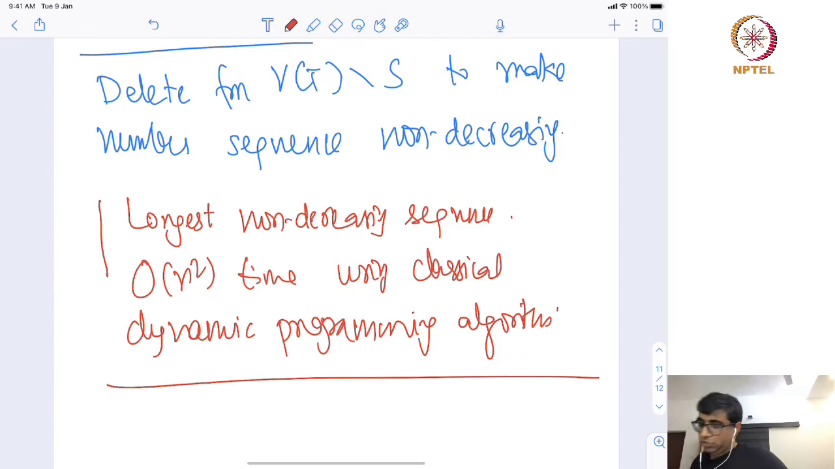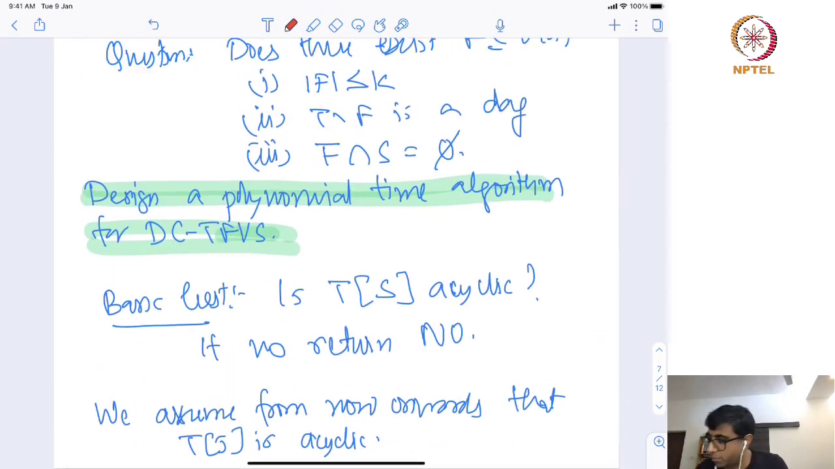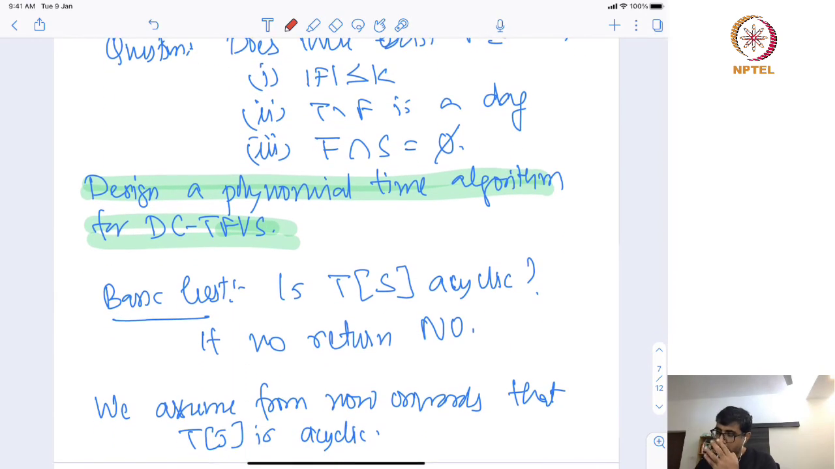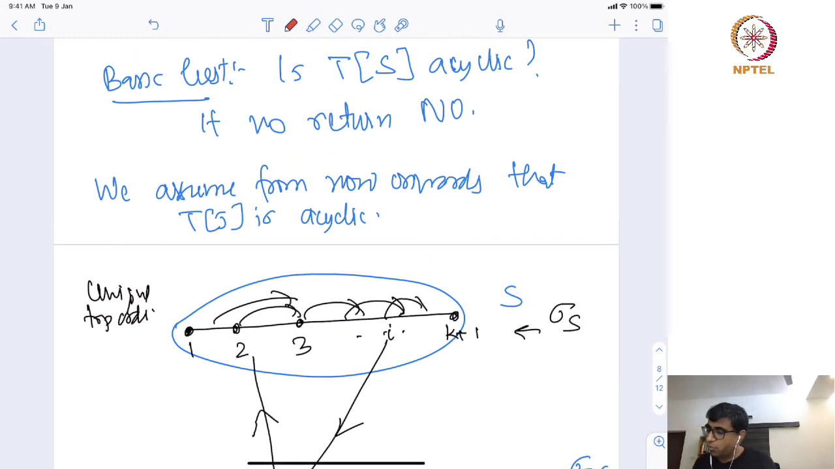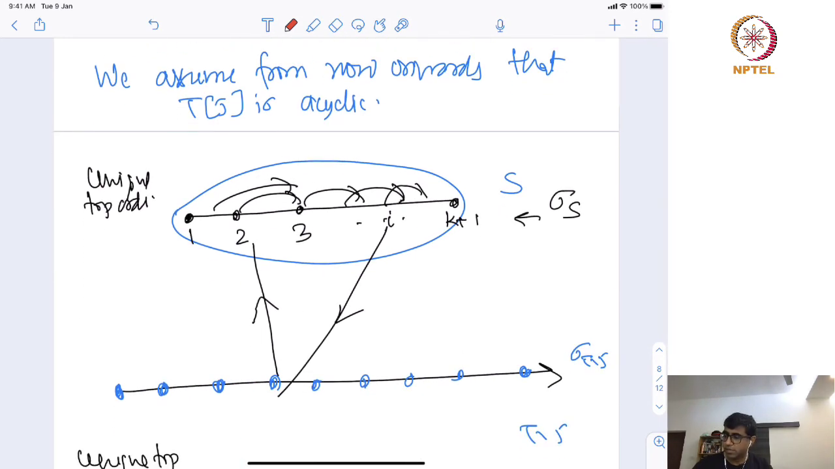Okay. So let's just go back and recap what we did. We had to solve this disjoint compression problem. First we made sure that the tournament induced on S did not form a cycle. Then we said, okay, fine, it has a unique topological ordering. Then we found the unique topological ordering of T minus S.